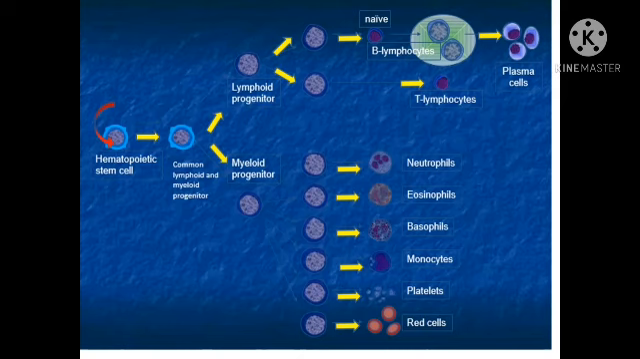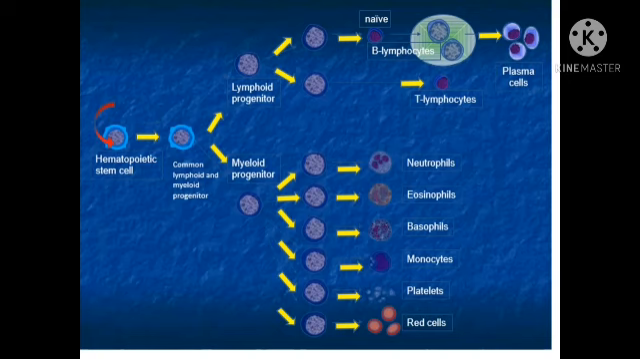B lymphocytes give rise to plasma cells. Plasma cells produce antibodies in general. Now coming to myeloid progenitor. Myeloid progenitor gives rise to the precursor cells which give neutrophils, eosinophils, basophils, monocytes, platelets and RBCs respectively.